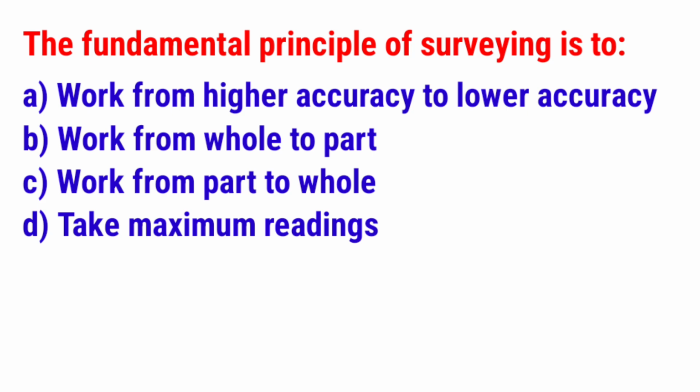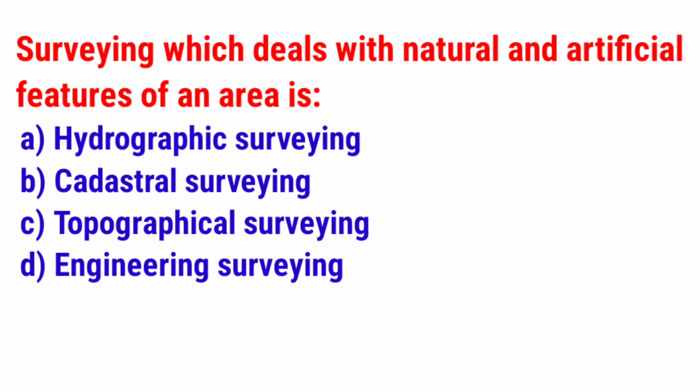Question number 1. The fundamental principle of surveying is to? The answer is option B, work from whole to part. Second question. Surveying which deals with natural and artificial features of an area is? The answer is option C, topographical surveying.